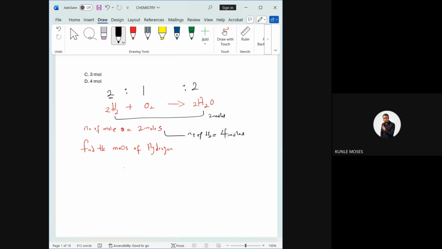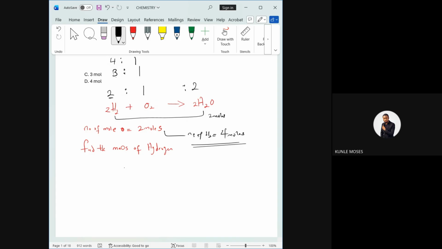So we have 4 moles because of the molar ratio. That's 2:1. Let's assume the ratio is 3:1. All together, it will be multiplied by 3. Let's assume it is 4:1. It will be multiplied by 4. Exactly. So the number of moles of hydrogen is 4 moles.